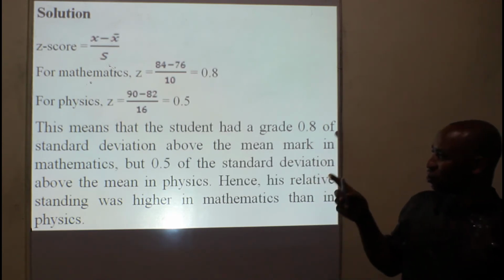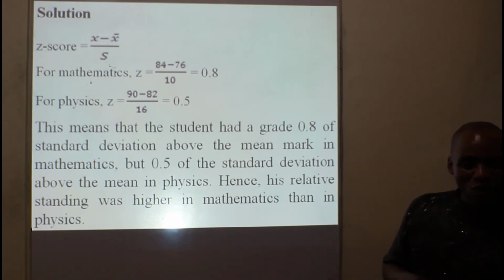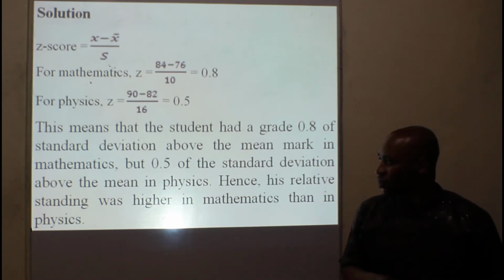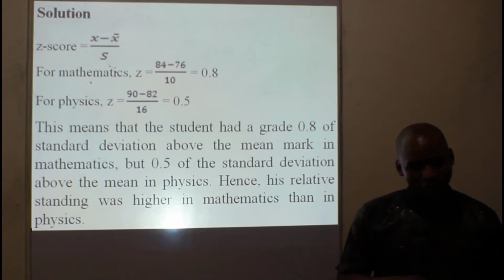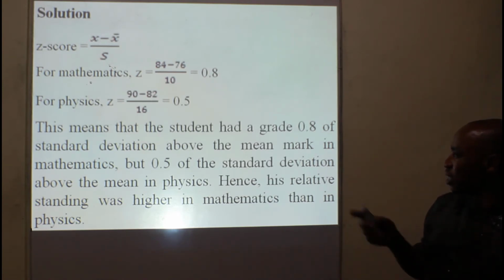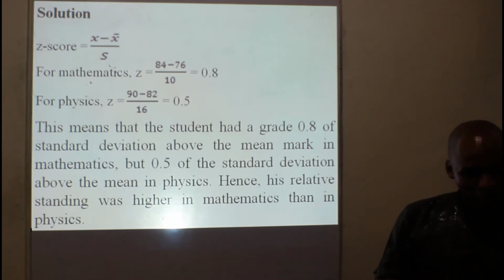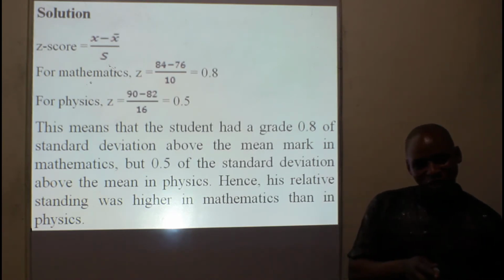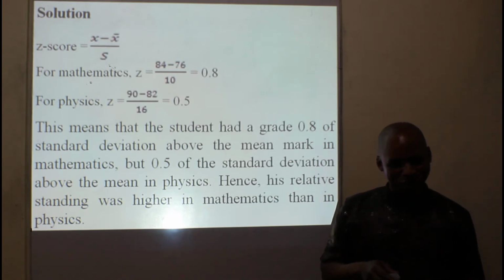Then when you consider that of physics, the 0.5 is about 0.5 standard deviation above the mean. Hence, the student's performance in mathematics is of higher standard than that in physics. Even though if you are considering the raw score, the student's score in physics is higher than that in mathematics.